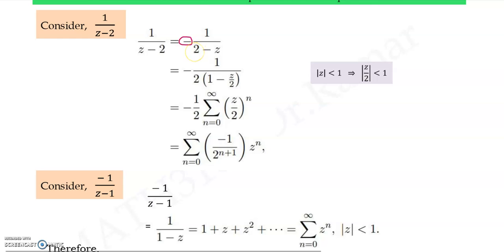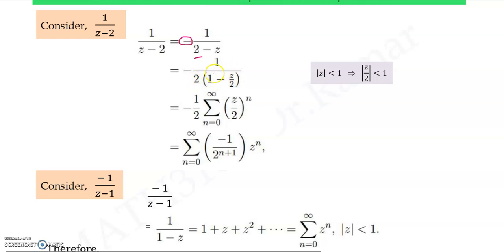Not 2, not 3. Here should be 1. Okay, so now what I do, I take 2 as a common factor. So now minus 1 here, you take 2 outside, so what is remaining? 1 minus z over 2. Okay, so now this is in the form of rule 2. Okay, minus 1 over 2.